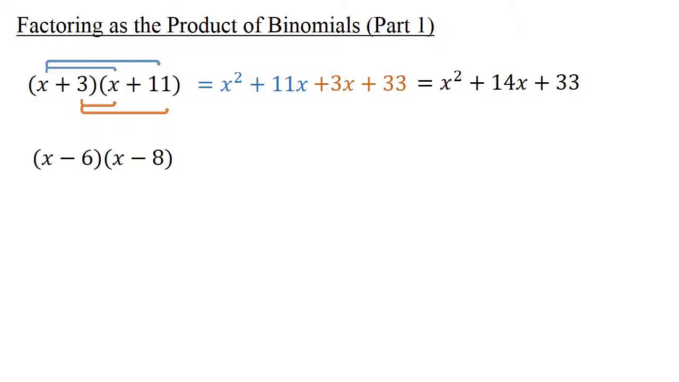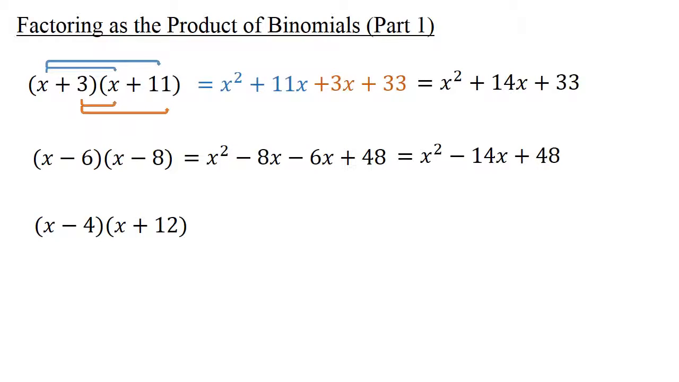Now we look at this product of binomials where the second term in each binomial is a negative. Again, distribute that all out like we normally would. Notice the two middle terms, negative 8x and negative 6x, combine together to make negative 14x. Since they're both negative, we find the sum of those values.